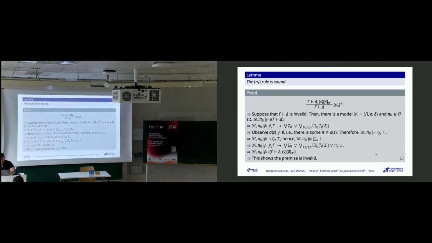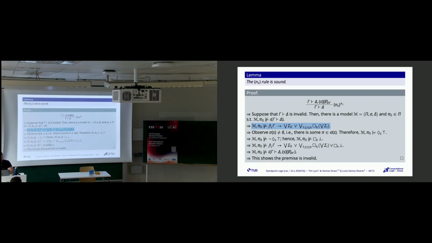Okay, so let's look at the soundness of this rule. Again, the setup is the same. We assume that the conclusion is invalid. Therefore, there's a model and a precisification in that model which falsifies the formula interpretation of the conclusion. Now, this means that the following formula is false on m at pi naught by the definition of the iota function, the formula interpretation.